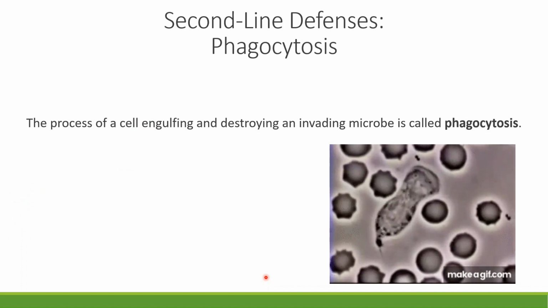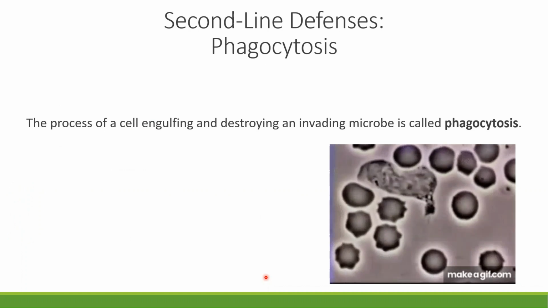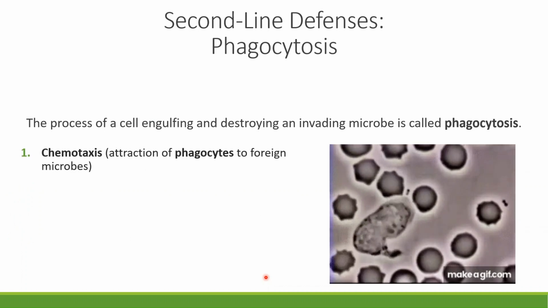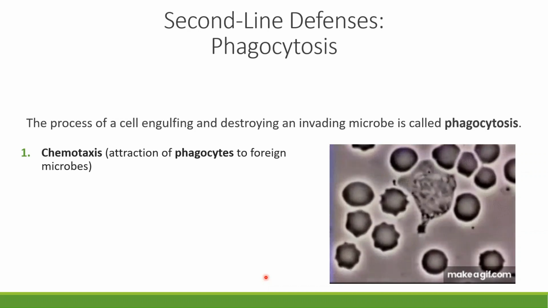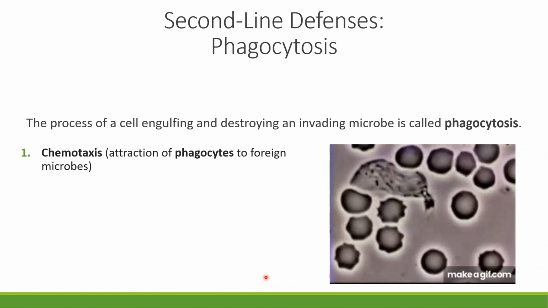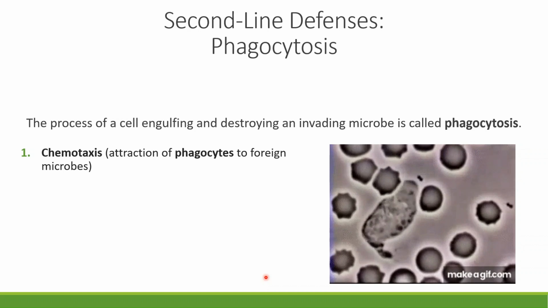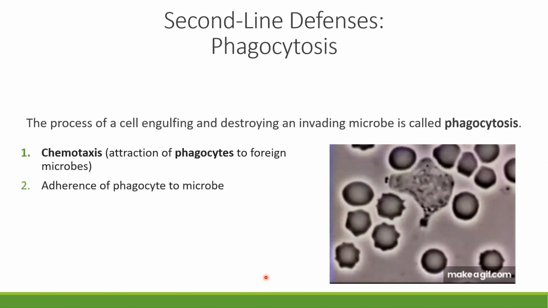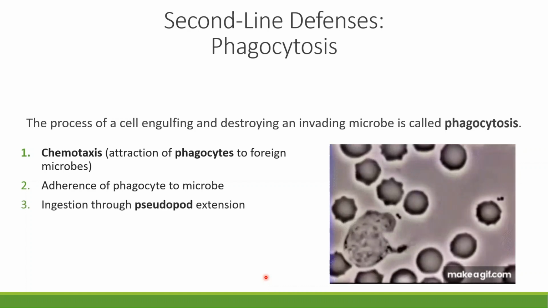One of the mechanisms of clearing pathogens is phagocytosis. And phagocytosis, it's the process by which a cell engulfs and destroys an invading microbe. This happens in several steps. First, we have chemotaxy. So the phagocyte is attracted to the invading microbe, and then it needs to attach to it. So adherence, the phagocyte attaches to the microbe. And next we have ingestion.